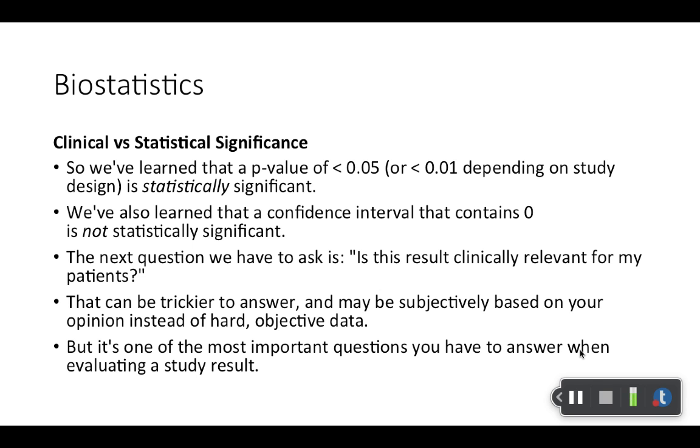Now we're going to change gears a little bit more. Clinical versus statistical significance. So in review, we've learned that a p-value of less than 0.05 is statistically significant. We've also learned that a confidence interval that contains 0 is not statistically significant. But we're not talking anything about clinical significance here. So that's the next thing.